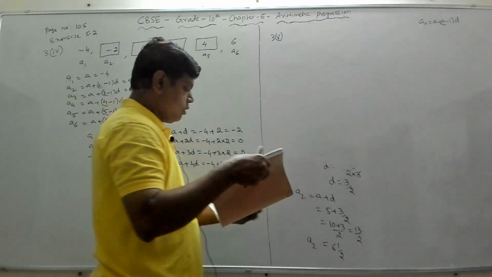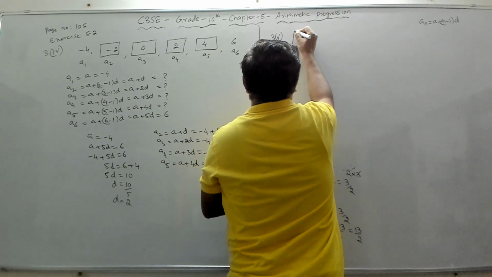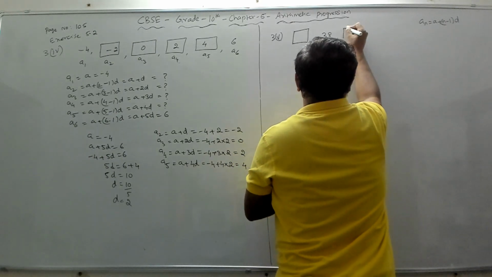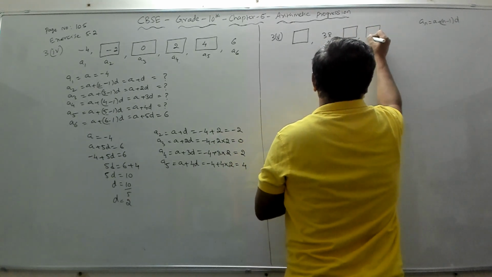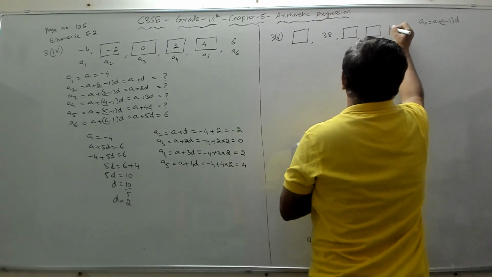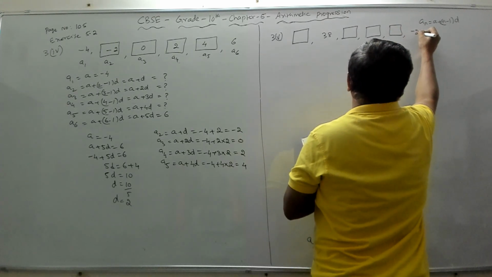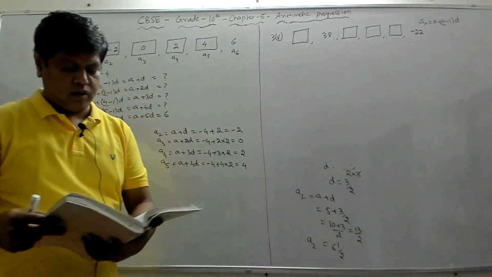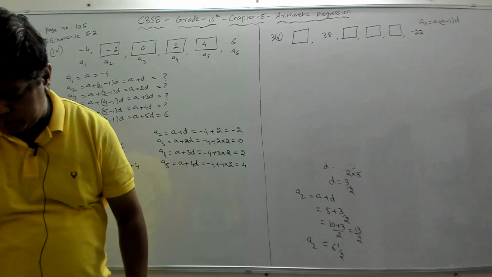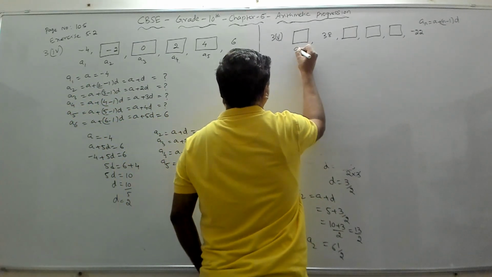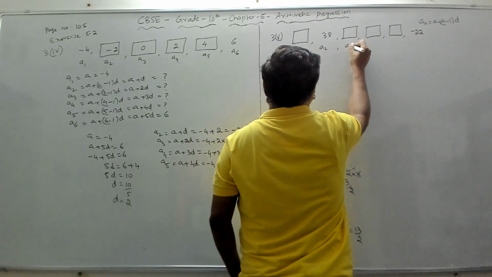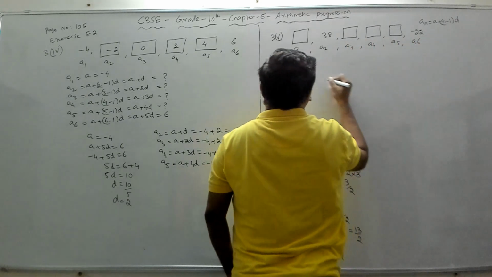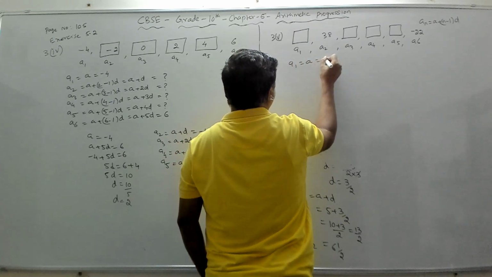Given are box, 38, box, box, minus 22. So these are given, right? Which means this is A1, comma A2, comma A3, comma A4, comma A5, comma A6. So again here A1 is what? A, that we don't know, question mark.